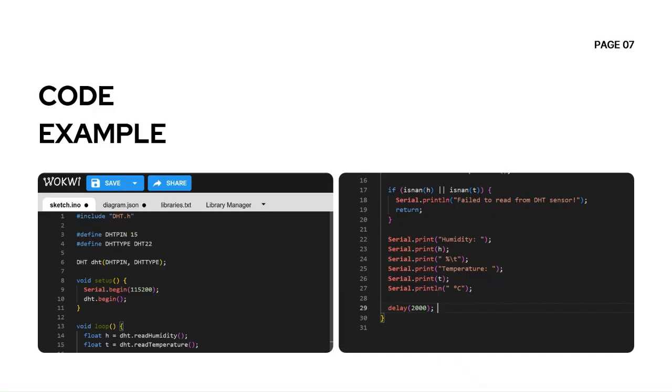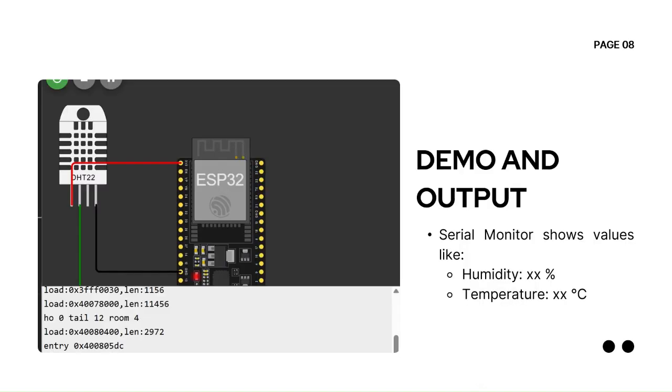As you've seen in the tutorial, here is an example of the code which has separate divisions to help you understand it better if you couldn't quite grasp it from the video. And then here is the demo and output. This was our circuit setup for DHT22 sensing using an ESP32. And here we have the serial monitor outputting values for humidity and temperature.